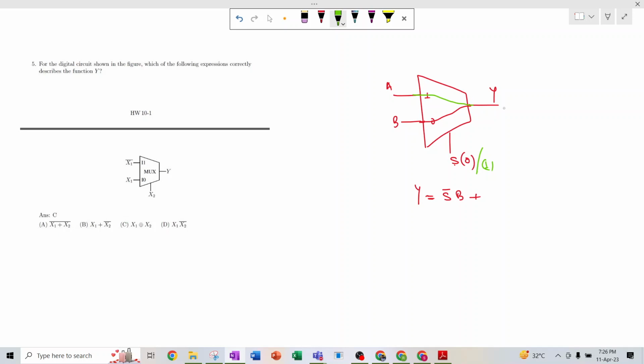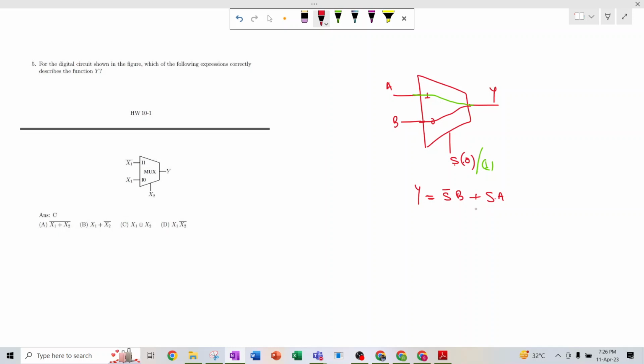So whatever is in the A, that will be the output. So that means S into A. That means whenever S is 0, then 0 complement, that means 1. So that will allow the B to come to Y, right? Understood? Similarly, when the S is 1, so here it is written S 1. Whenever it is 1, then whatever is the input A, 1 into A, that means A, that will come into the output. That is why.